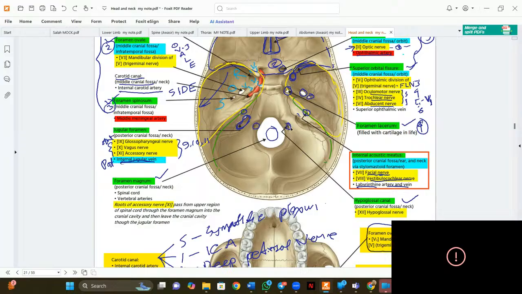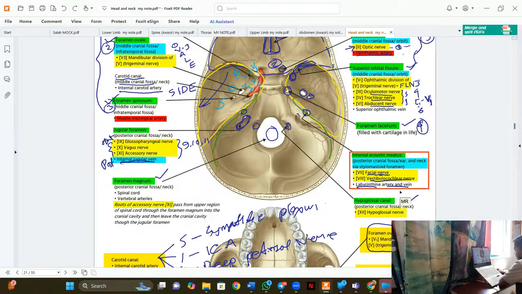Then we go a little down, we will get the hypoglossal canal. Hypoglossal canal is just lateral to the foramen magnum. Hypoglossal canal will transmit the hypoglossal nerve, which gives pure motor supply to the tongue muscles except palatoglossus. Okay, and then foramen magnum.